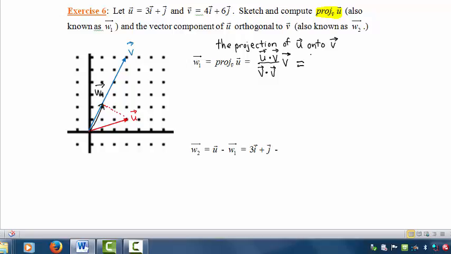This is equal to 3 times 4 plus 1 times 6. We computed U dot V in exercise 2. V dot V, 4 times 4 plus 6 times 6. You'll remember from exercise 2 that the magnitude of V was square root of 52. So V dot V is that quantity squared, in other words, 52.